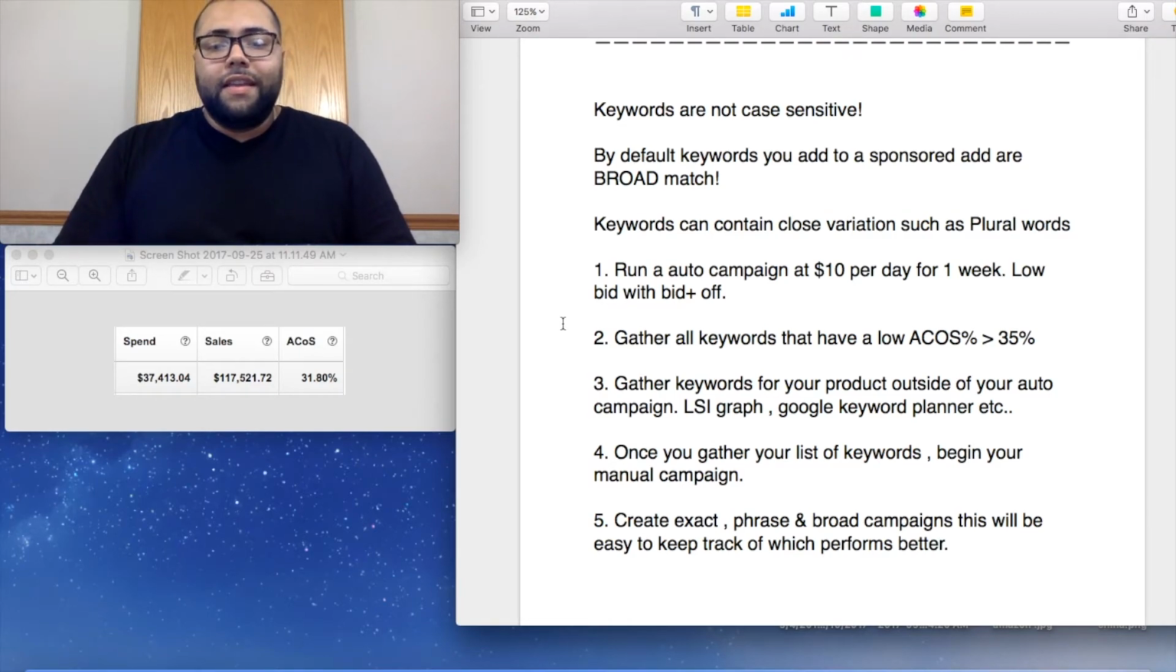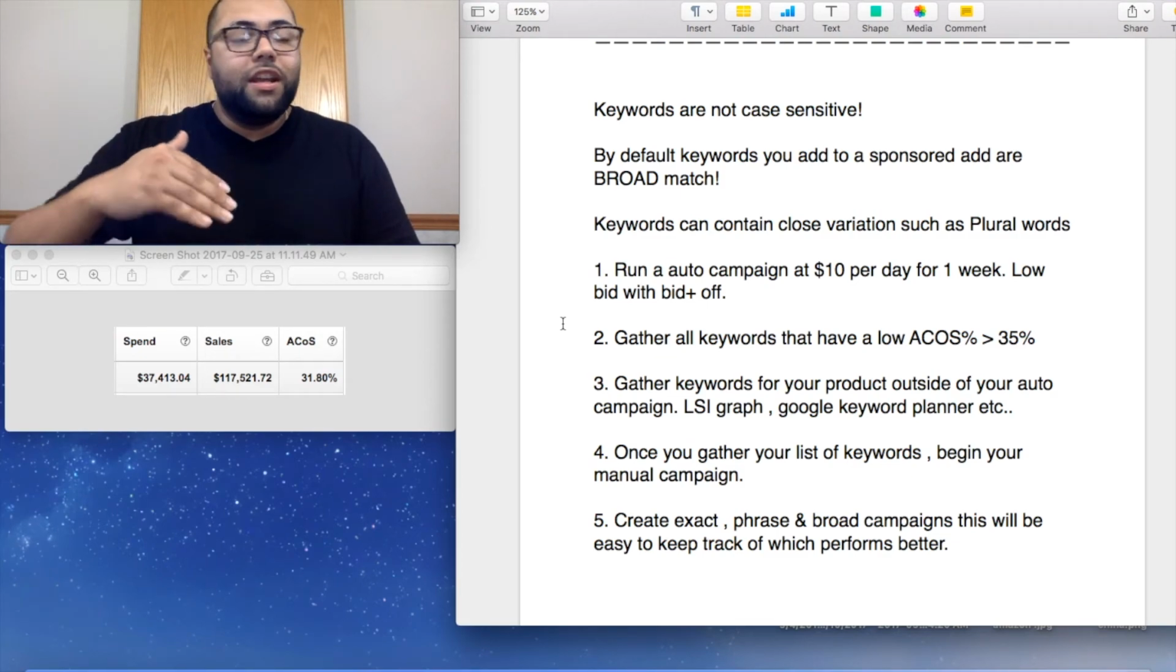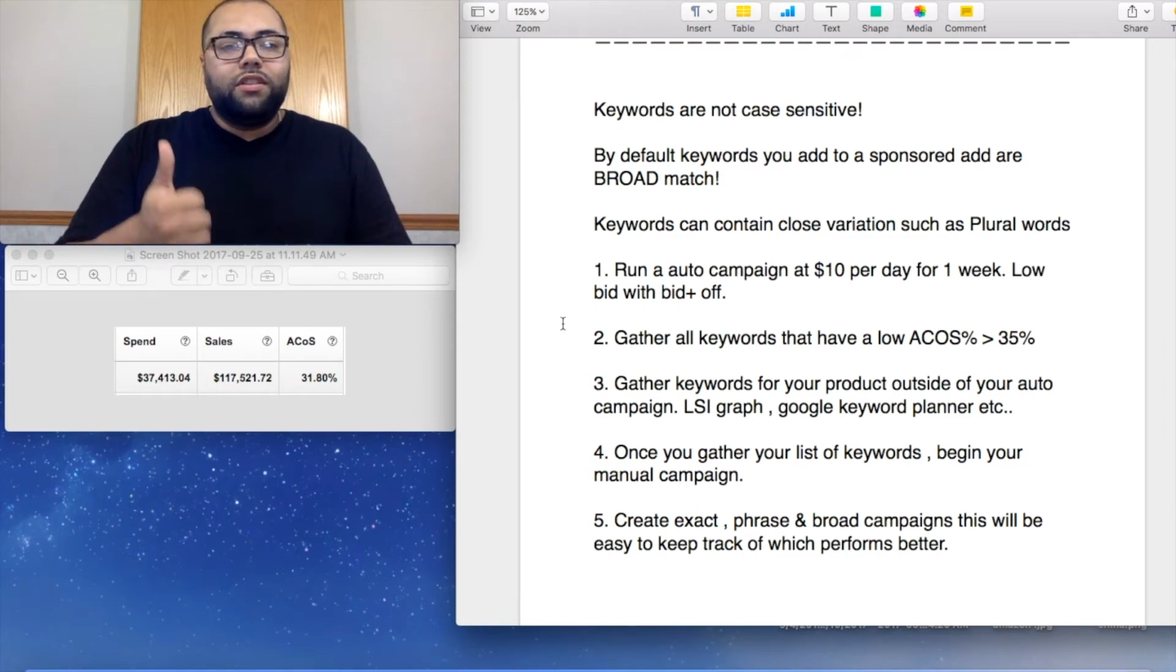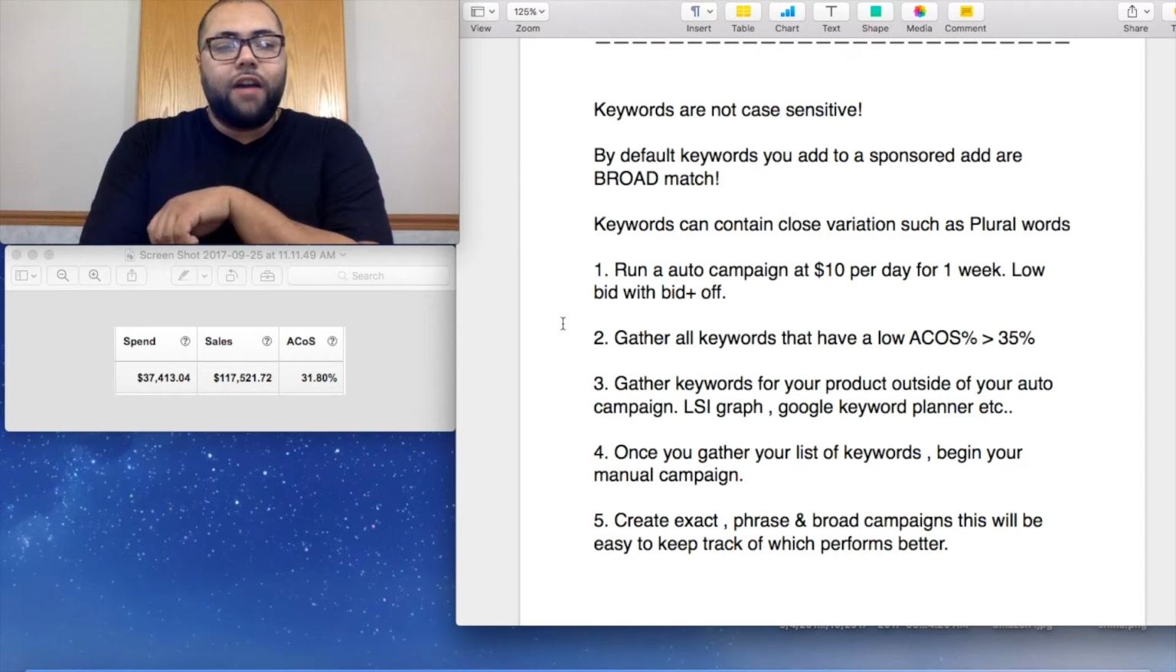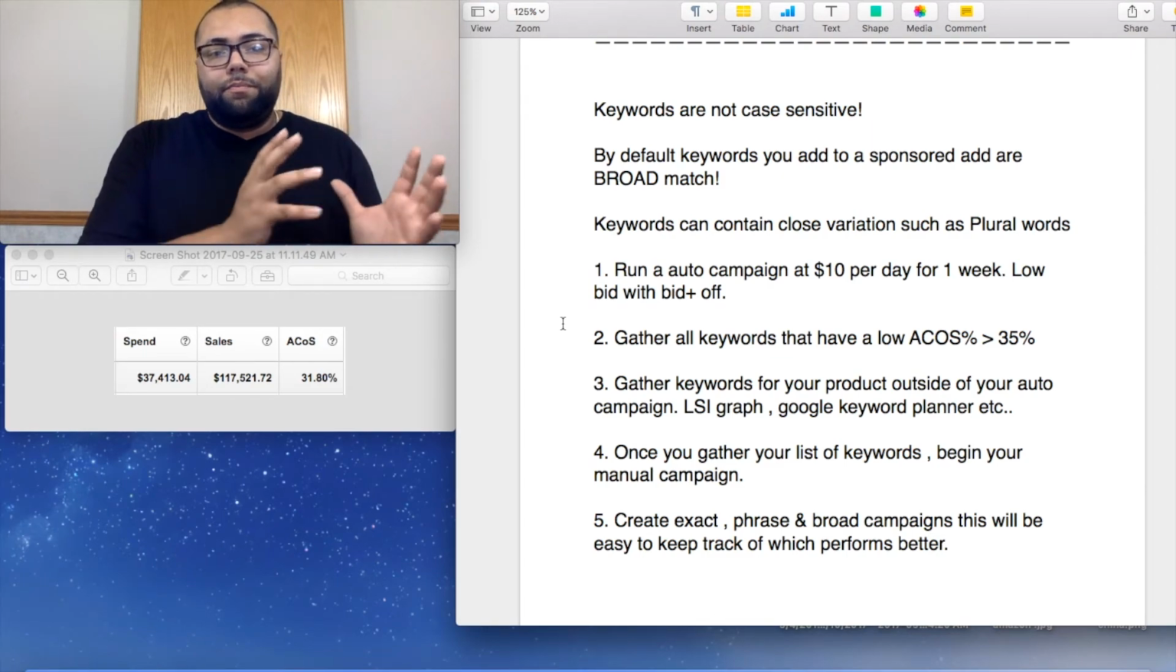Number 3, gather keywords for your product outside of your auto campaign. The reason you want to start an auto campaign, a lot of times auto campaigns aren't profitable. I've had them be profitable in the past. I actually have one running right now that's profitable. If you can run your auto campaign and keep scraping keywords and be at that 35% or less ACOS percentage, then keep it. Slowly increase the bid. If you started off at $10 on your auto and it's profitable, bump it up $2 a day until where you're comfortable. Keep in mind, you're billed bi-weekly.